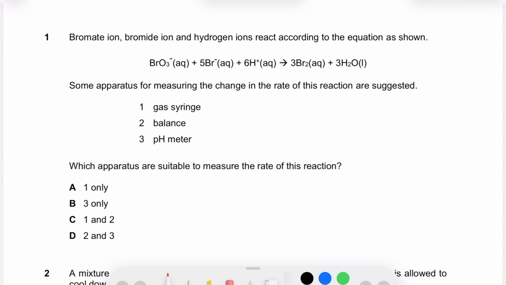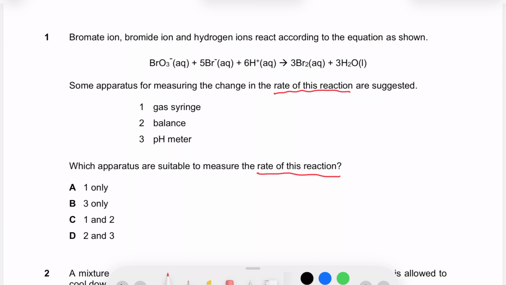Bromide ions and hydrogen ions react according to the equation. Some apparatus are shown to measure the rate of reaction: a gas syringe, a balance and a pH meter. Which apparatus are suitable to measure the rate of reaction? Okay, so let's look at the products.